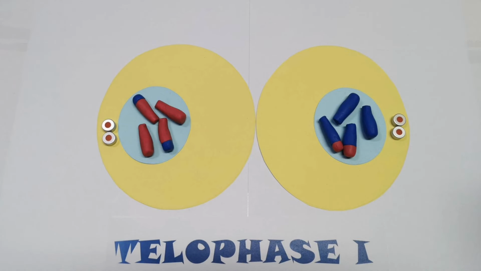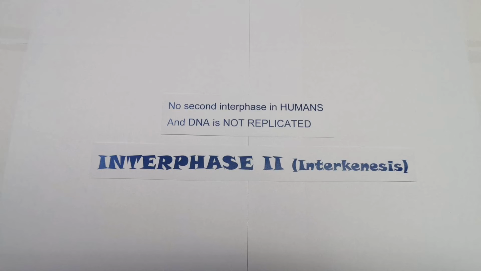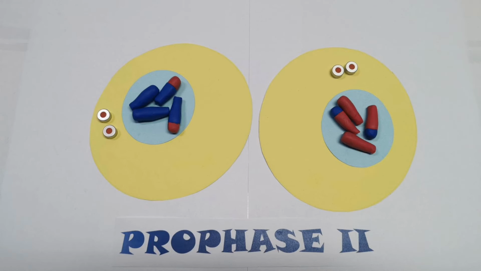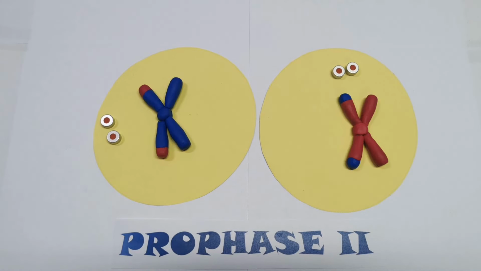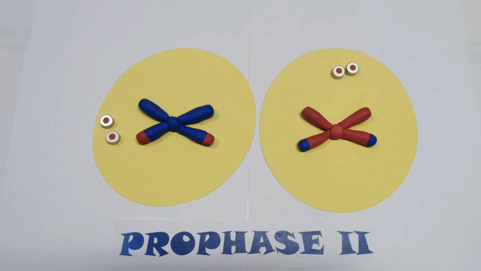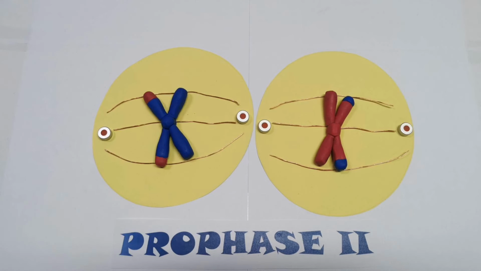In humans, there's no second interphase. However, some plant species experience a second interphase, or interkinesis, but the DNA is not duplicated in this phase. During prophase 2, the chromosomes reform and the 2 nuclei break apart. Then the centrioles send out spindle fibers and connect to the centromeres of the chromosomes.